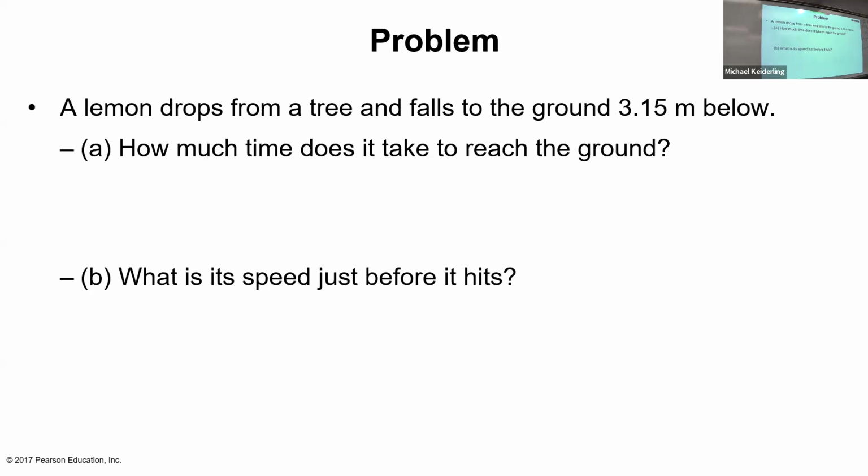So it's negative. So if a lemon drops from a tree and falls to the ground 3.15 meters below, how much time does it take to reach the ground? And what is its speed just before it hits? So you'll be using the answer to the first part in the second part. You could use this for the second part, but once you have the time, it's easier to use the first equation. So I'll give you a few minutes to work on this.